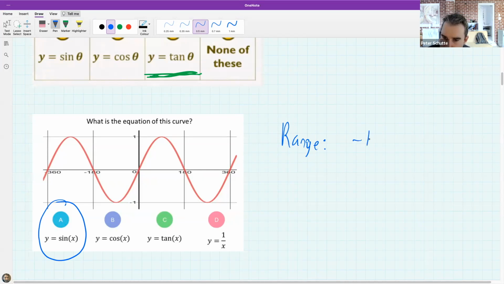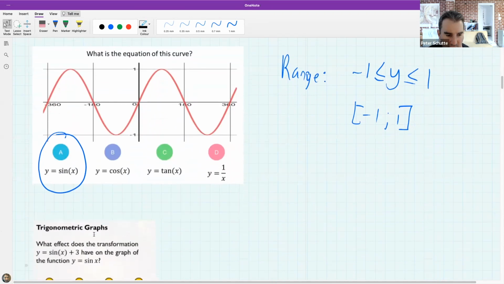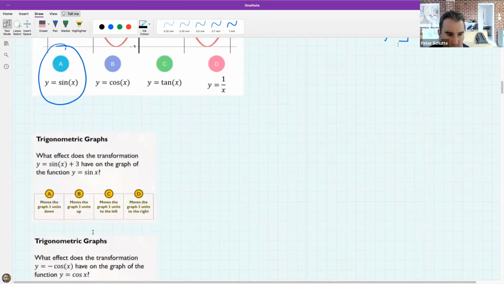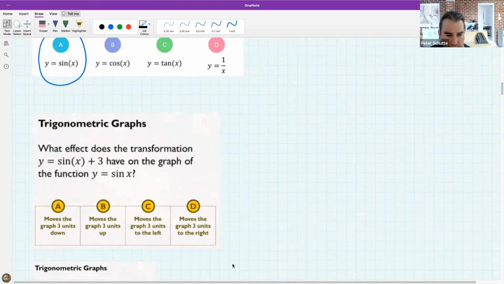So it's between -1 and 1, or if we were using this notation, it would be that. And that is the range. It's the range in which it's existing. It's the y values. Cool. So we've covered the basic terminology. Let us continue on our learning. So next multiple choice question.